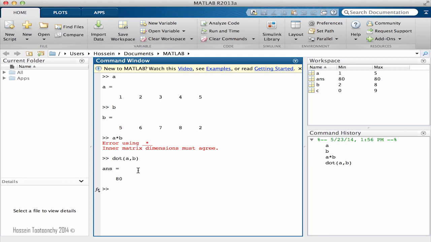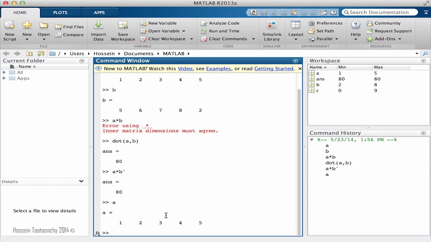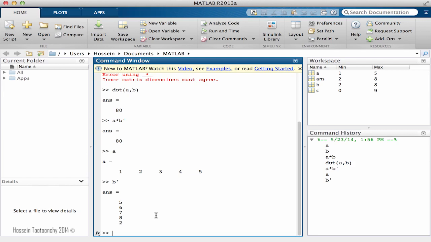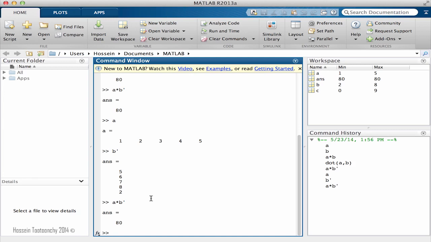I can get the same result this way. So if I say A multiply B transpose, okay, AB transpose, and I hit enter, it's going to give me the same result. But how does it calculate it? So if I say A, which is this, then B transpose, this, now if we just multiply these together, we get the same result. A multiply B transpose will give us the same result as dot A and B. And it is really important.